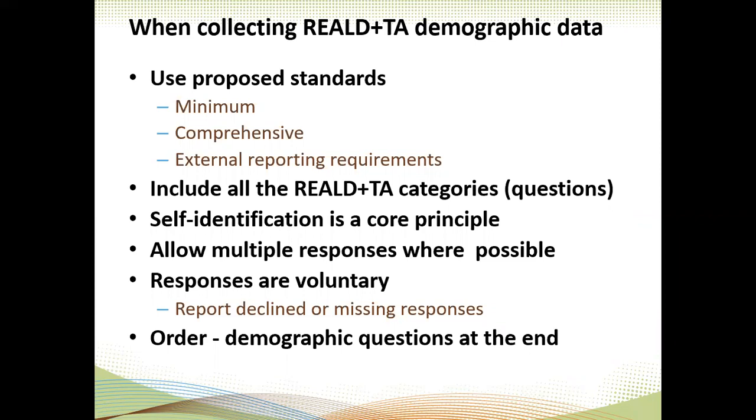Additionally, different bureaus might have reporting requirements from external agencies, and we want to recognize that. These categories do align with federal reporting standards, but there are some differences. So it's important to look at those reporting requirements, and if there really can't be alignment and aggregation, it's important to go with those other reporting requirements from external agencies.